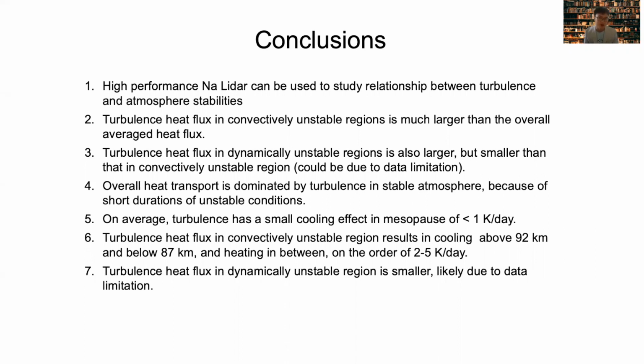Turbulence heat flux in convectively unstable region results in cooling above 92 km and below 87 km, and heating in between on the order of 2 to 5 Kelvin per day. Turbulence heat flux in dynamically unstable region is smaller, likely due to data limitation.